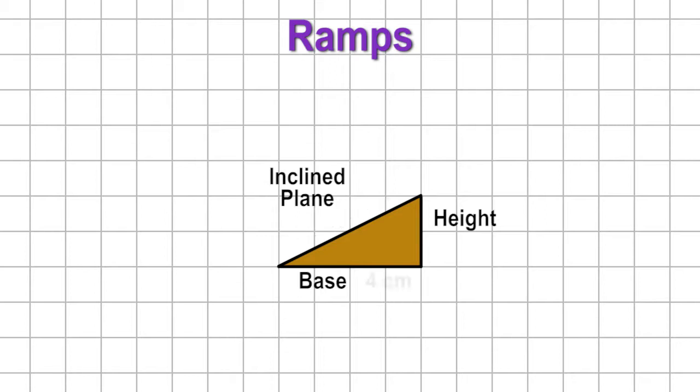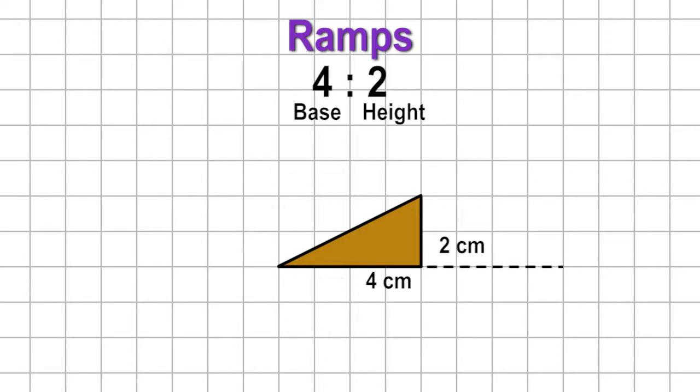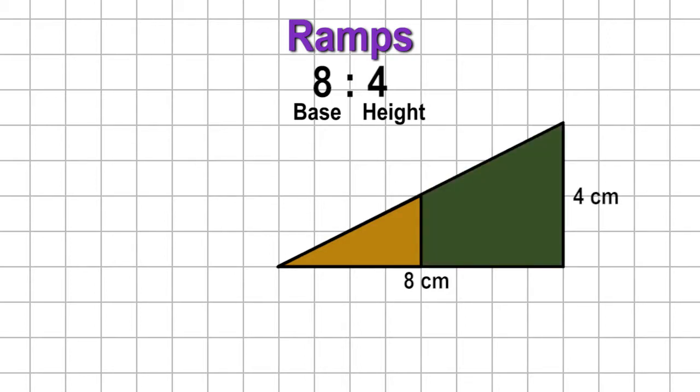If this ramp has a base of 4 centimeters and the height is 2 centimeters, we could say our ramp has a base to height ratio of 4 to 2. What would be another ramp that is equivalent to this one? If we double the length of the base, what would the height be? If we doubled the base to be 8, then we would double the height, which would be 4. If we draw this ramp and compare it to the first one, are they equivalent? Yes, it looks like the steepness of the inclined plane of the two ramps are the same.